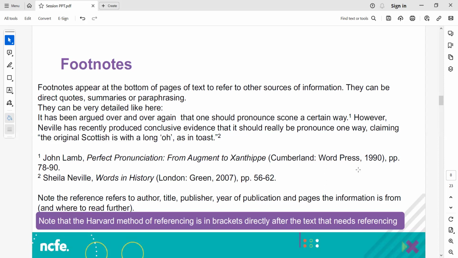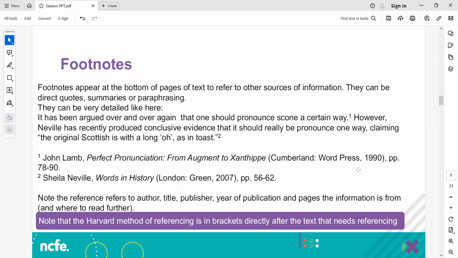So, if you have done previous study, then you may well have seen footnotes in some of the academic reading that you have done. So, here we've got a detailed footnote. It has been argued over and over again that one should pronounce scone a certain way. And then you can see there's a little number one. So if we cast our eyes down to where the one is underneath, or if this was in a book or in a journal, magazine, then that would be at the bottom of the page. And where that little one is, it says, John Lamb, Perfect Pronunciation from Augment to Xanthip, Cumberland, WordPress, 1990, pages 78 to 90. So that footnote is explaining where the argument has come from.